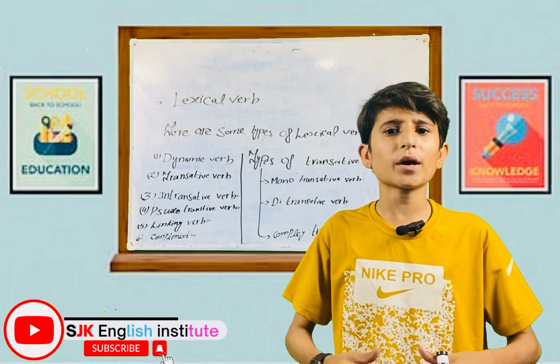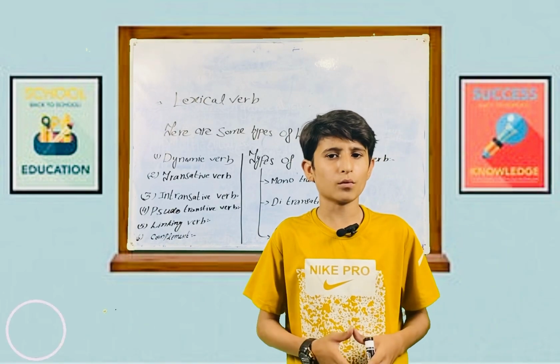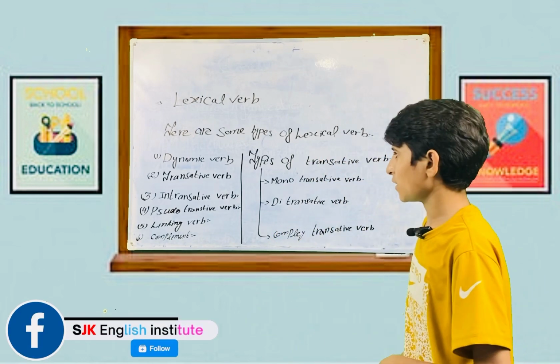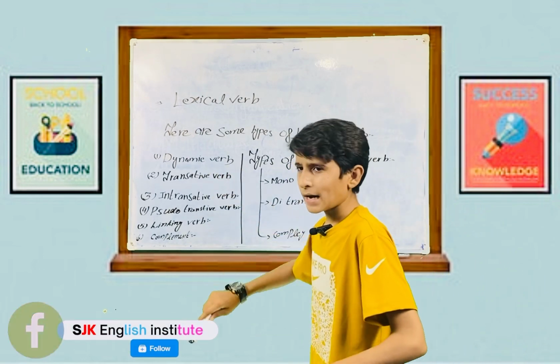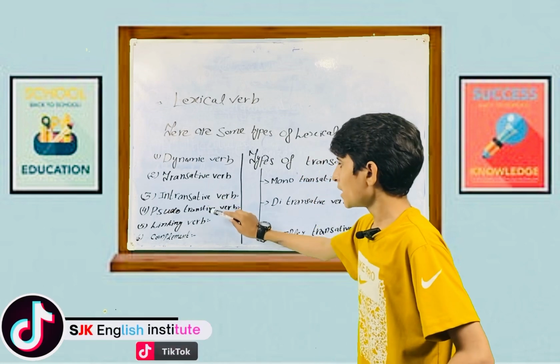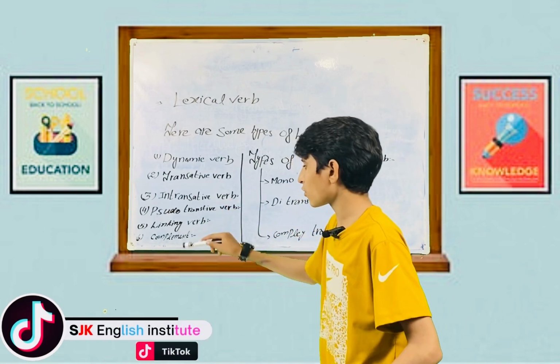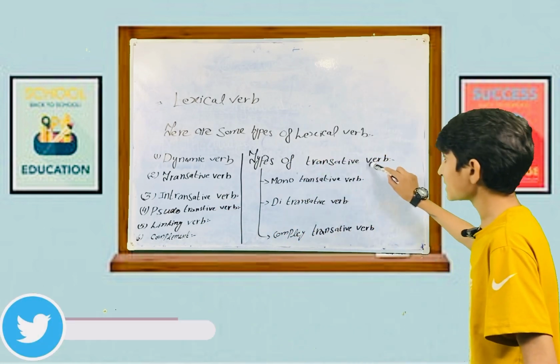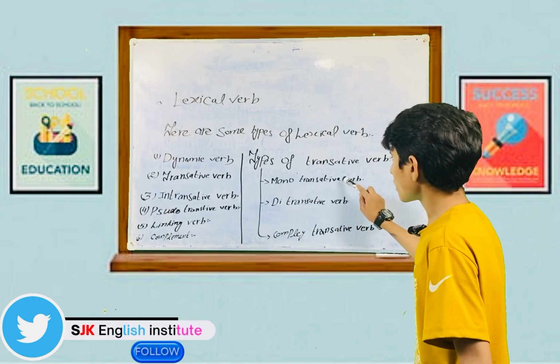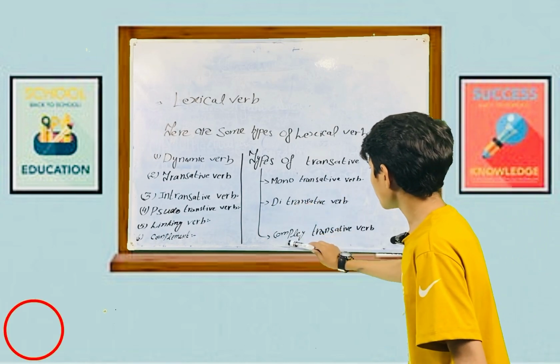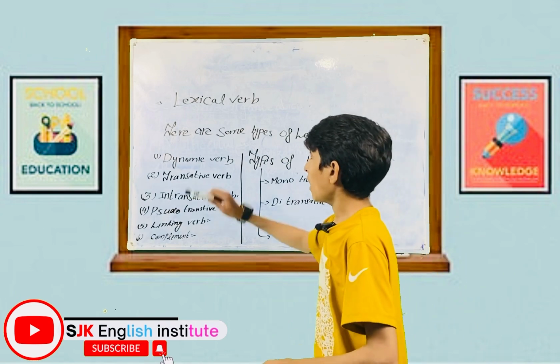I am Mr. Talan. Today we are going to discuss lexical verbs and their types. Number one, dynamic verb, transitive verb, intransitive verb, pseudo-transitive verb, linking verb, and complement. So the types of transitive verb: monotransitive verb, ditransitive verb, and complete transitive verb. So first of all, lexical verb.